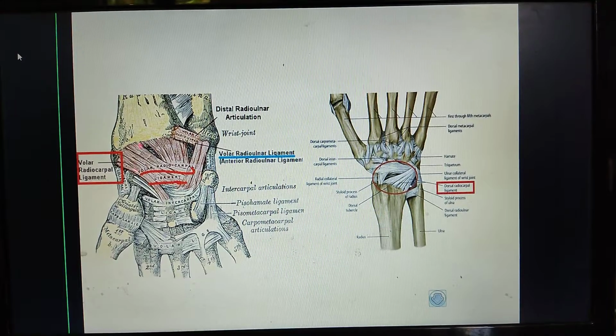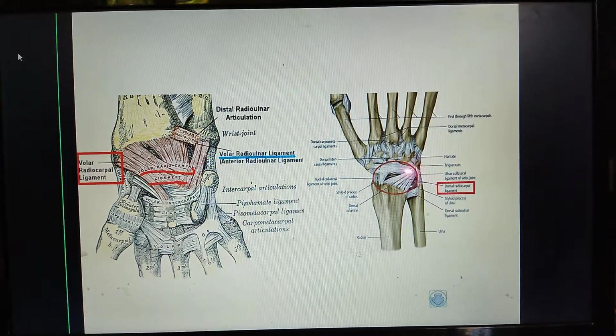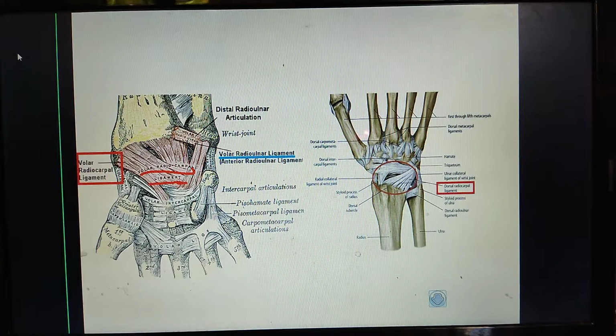Now here you can see this is the volar or palmar radiocarpal ligament, and this is the dorsal radiocarpal ligament. In both cases the direction from the radius is inferomedial. Here also it is inferomedial. This is the thumb, this is the radial side. Here this is the thumb, this is the radial side.